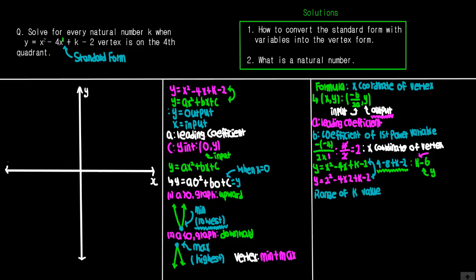And in our function, in our equation, it says the vertex is going to be in the first quadrant. So it is going to be in the fourth quadrant. It is going to be in the first quadrant.